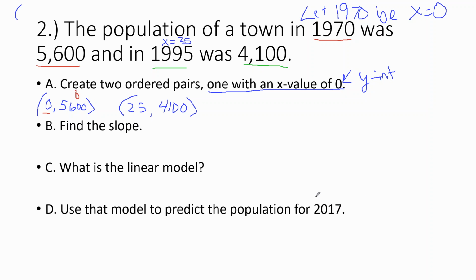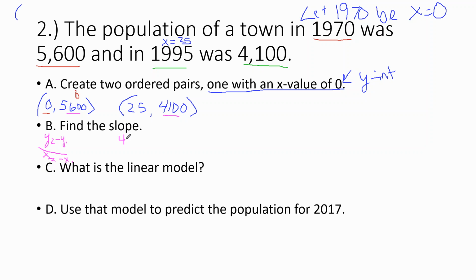Okay, so now we're ready to move on to B, where it says find the slope. This is where we want to use our y2 minus y1 over x2 minus x1. So the question is, 5,600 and 4,100 are both y values. Which one of those is y2 and which one is y1? 4,100 would be y2 and 5,600 would be y1.